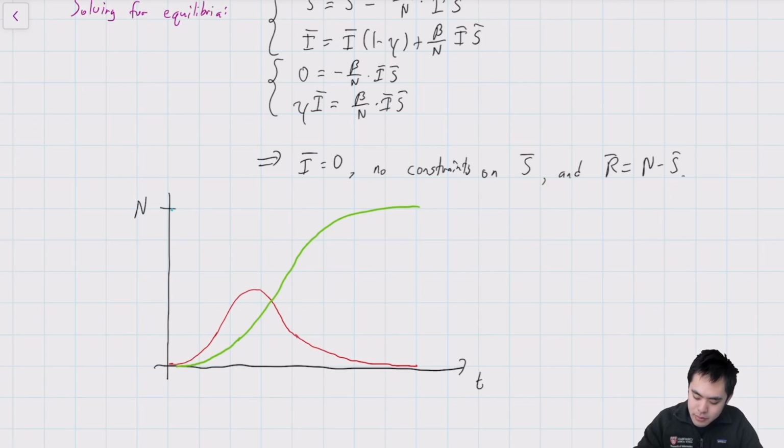And let's see if I can draw this reasonably. So this is our S sub t, this is our R sub t, and this is our I sub t. And this is vaguely what it looks like. A rough example trajectory.